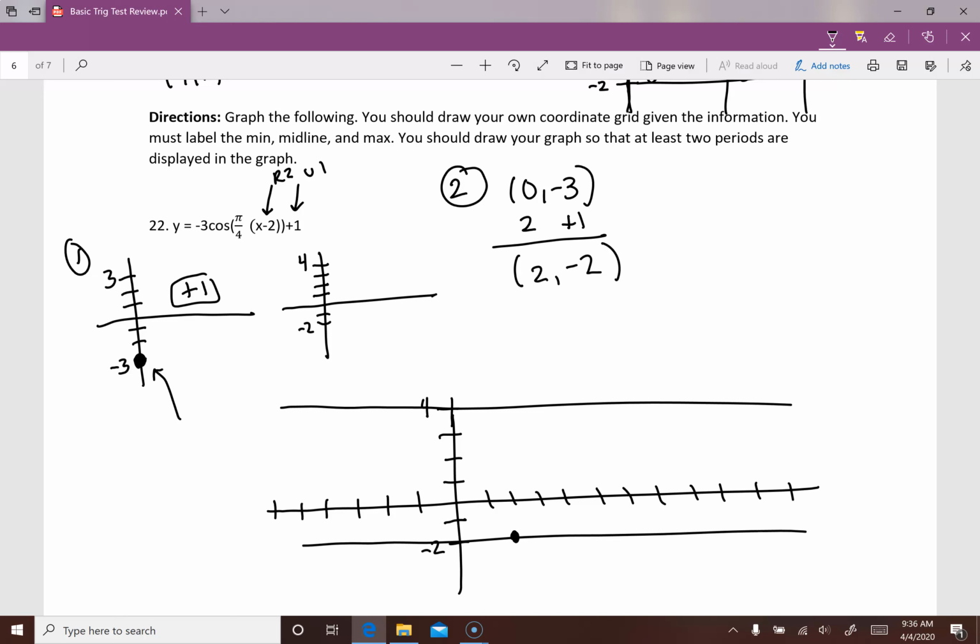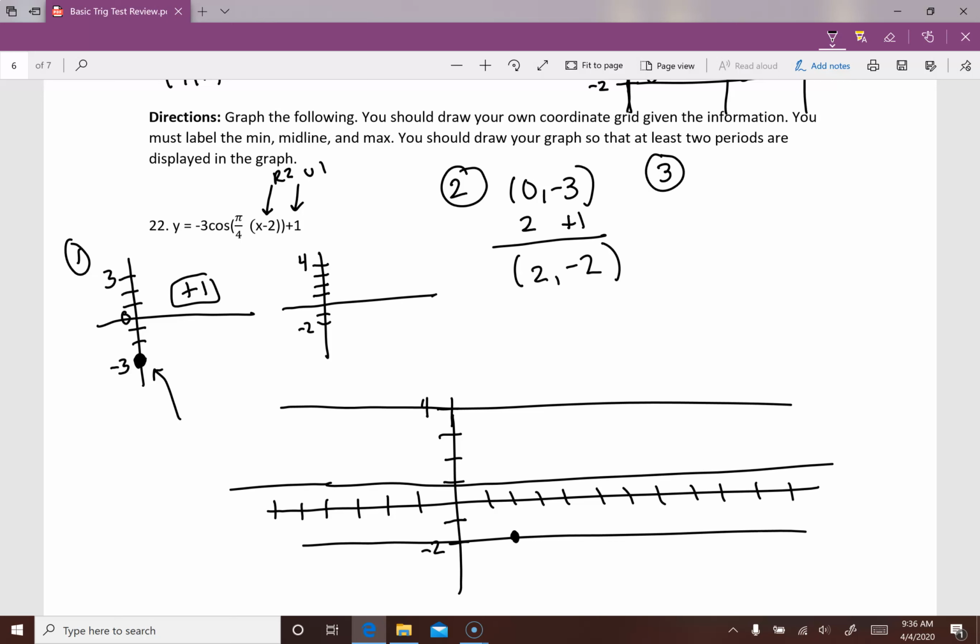And if you wanted to, you can also put in your midline here. I don't feel like midline is as important for cosine, but it did ask us for it. So we do have a midline at 1. If you're not sure how I got that, notice that there was a midline at 0. We add 1. So if you want, you can put that in right there. Good enough.